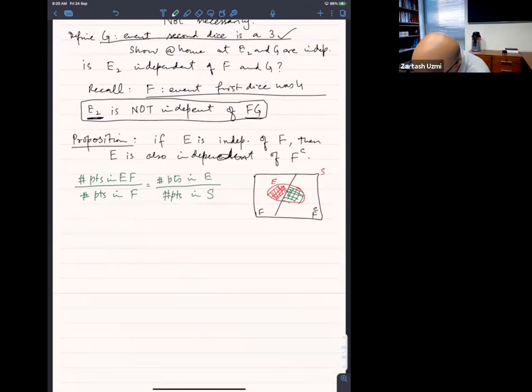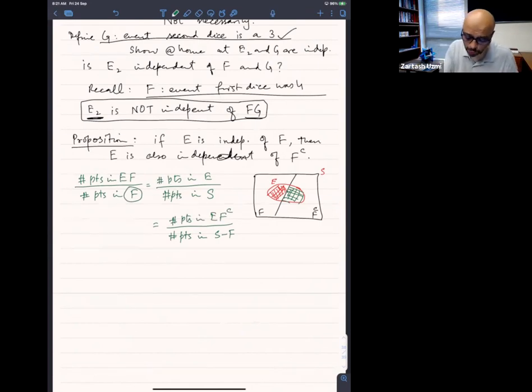ठीक है. So अब ये देखें कि S में से आपके जितने पॉइंट्स रह गए हैं उसमें से F को निकालते हैं तो जितने पॉइंट्स रह गए हैं वो कितने पॉइंट्स हैं आपके पास? वो हैं number of points in S minus F, और ऊपर क्या होगा? Number of points in E and F complement. There is also a mathematical proof. Please take a look at that.